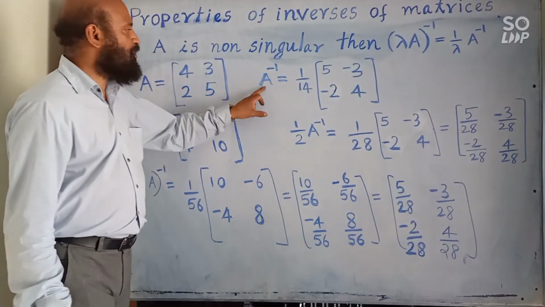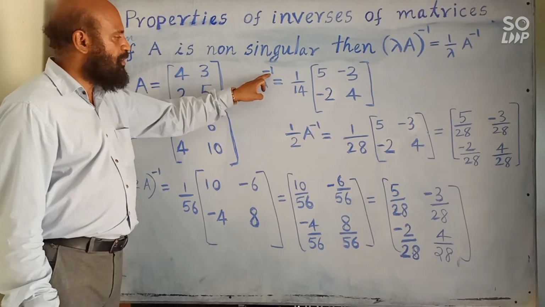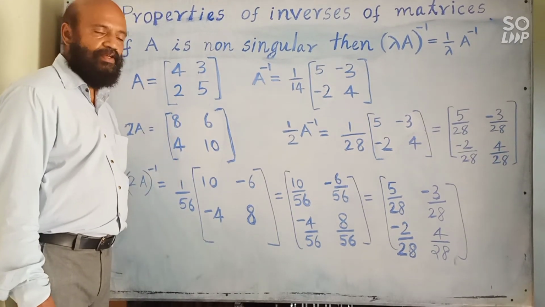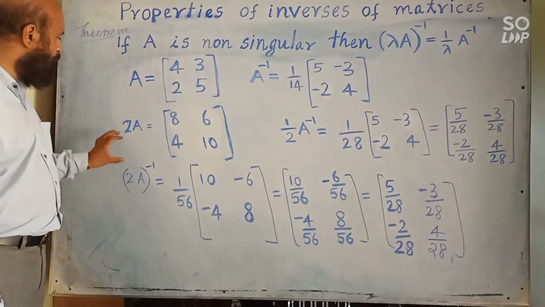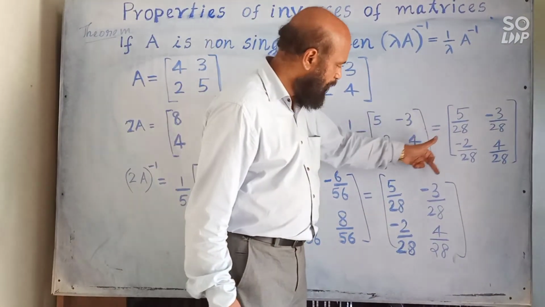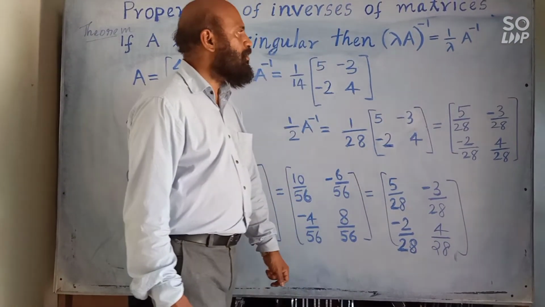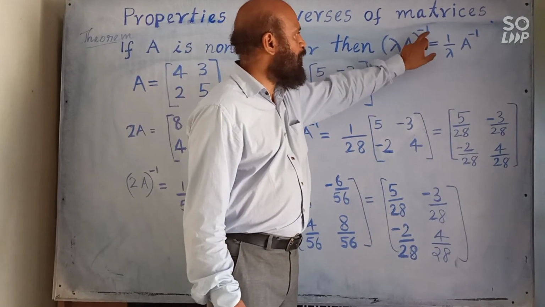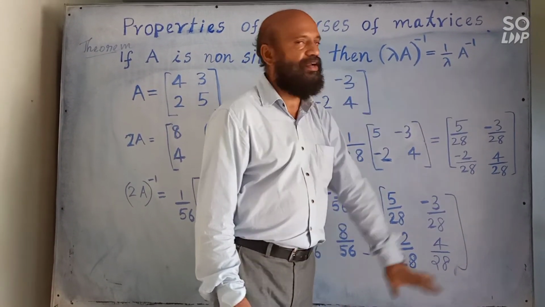So here, first we found out the inverse, then multiplied by 1 by 2. Here, first we multiplied by 2, then took the inverse. You can see both are same. That means lambda A inverse is same as 1 by lambda A inverse.